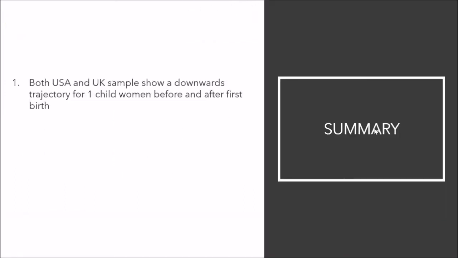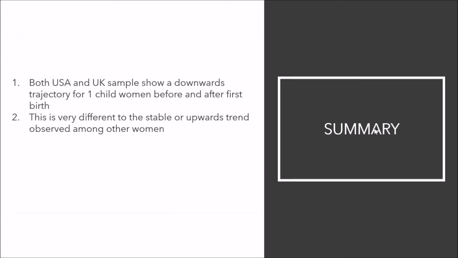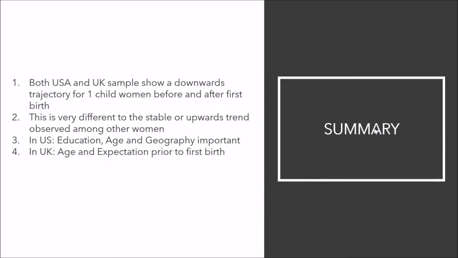So to summarize, both the US and the UK samples show a downwards trajectory for one-child women in their expected family size, both before and after first birth. This trajectory is distinct from the stable, if not upwards, trend observed among other women who have children. And in the US, education, age, and geography were important explanatory factors, and age and expectation prior to first birth were in the UK. But at this point, you're probably asking, I thought this presentation was about domestic division of labour. So that is what I will talk about next.